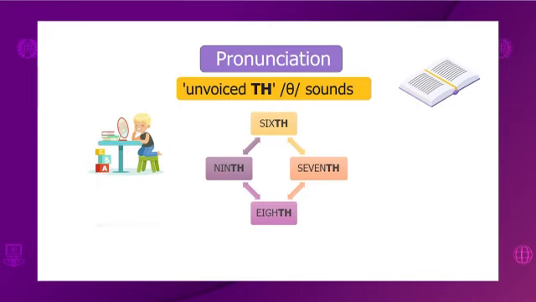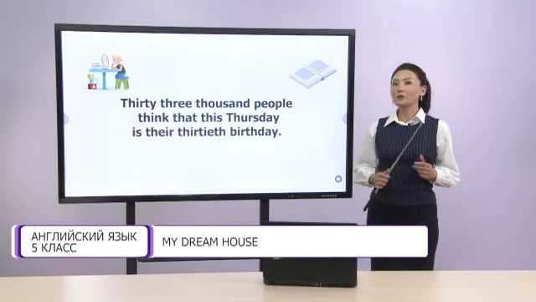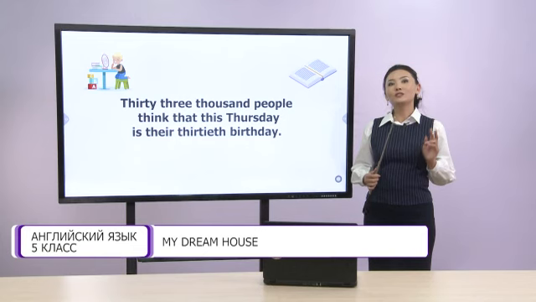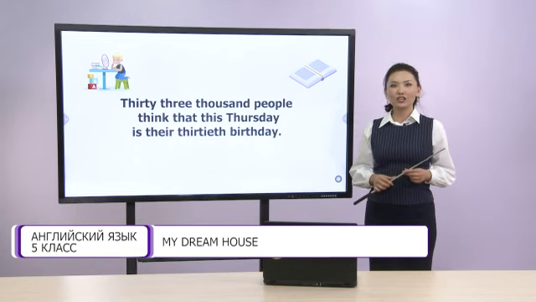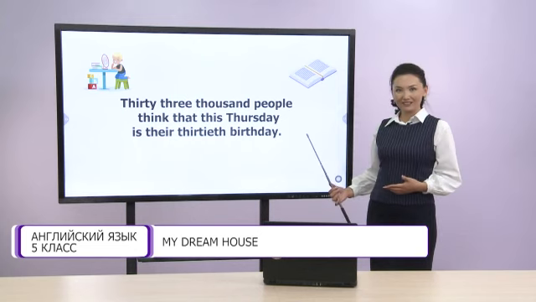Let's look at the examples. For example, sixth, ninth, seventh, eighth. Now, we will revise two types of the sounds for the letter combination TH in this sentence.